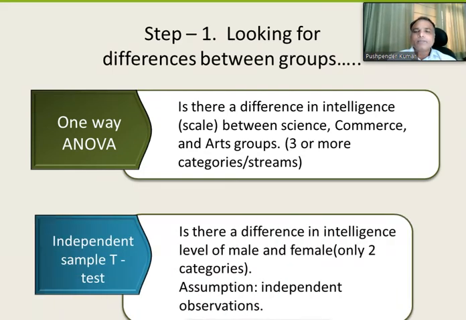Next you see, we will use independent sample t-test when there is a difference in intelligence level of two groups. So here two categories. In one-way ANOVA it's three or more than three. In independent sample t-test it would be only two categories. Here I have used, you want to see the intelligence across male and female categories. So I hope this is now clear. Whenever you want to see a difference, if it's three or more categories, we use one-way ANOVA. When there are only two categories, we use independent sample t-test.